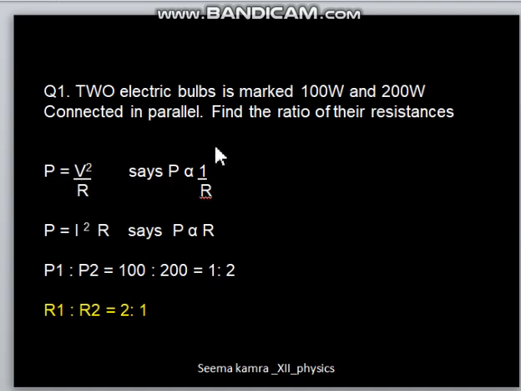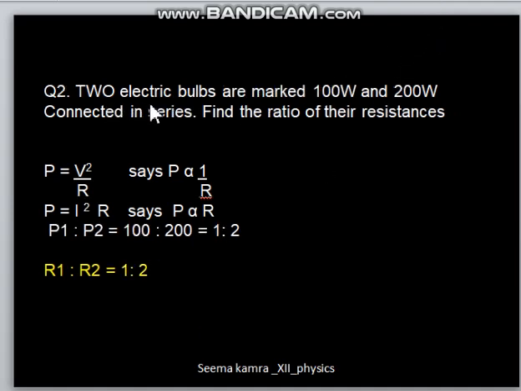Okay. So in this question, the power ratio is 100:200, that means 1:2. So the ratio of resistances will become just the opposite, that means 2:1. This is the answer. Now let us take a series question.